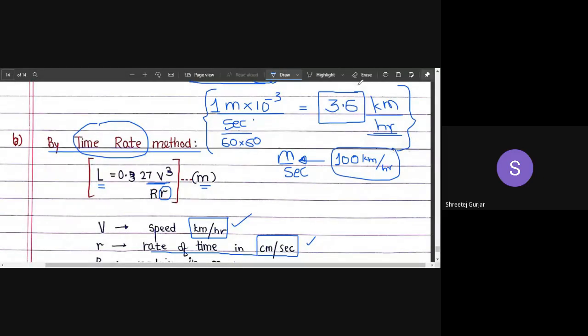You have to divide it by this number. You have to divide by 3.6 to get the answer. Now can you tell me the answer? You have to divide 100 by 3.6. What is the answer? 27.7.